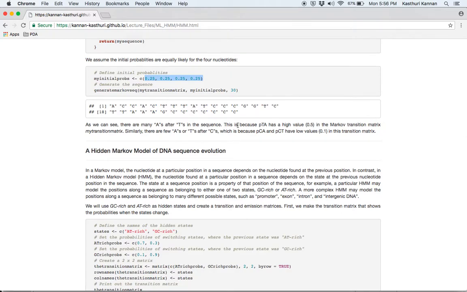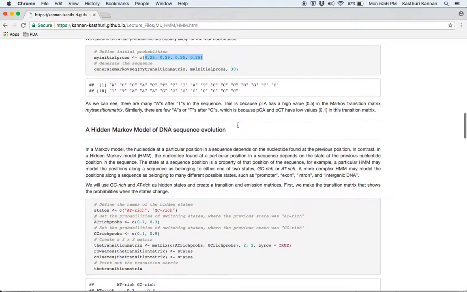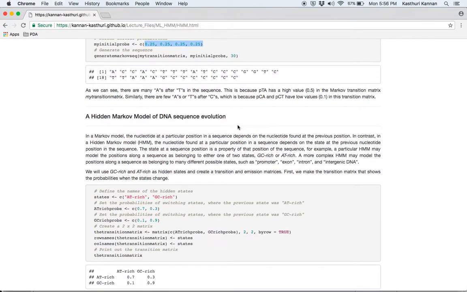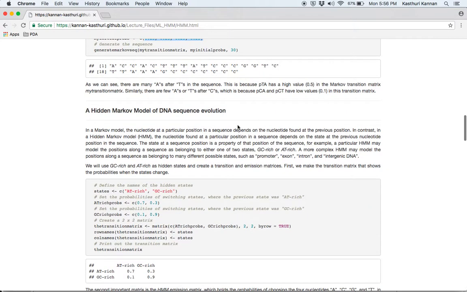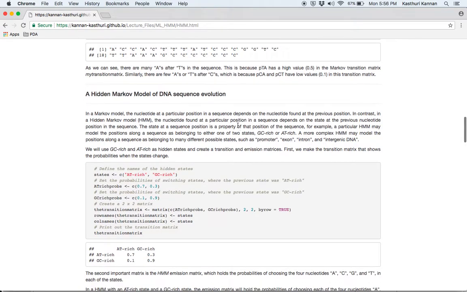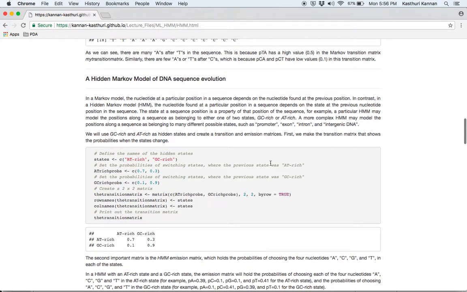But sometimes what might happen is that you might have states in the genome, for instance, the GC rich regions and AT rich regions, and these could be different, right? So we could construct a hidden Markov model based on whether a sequence is GC rich or AT rich. You can generate such sequences, right? That will be a more realistic simulation of the DNA sequence.